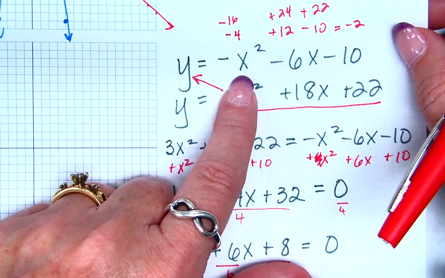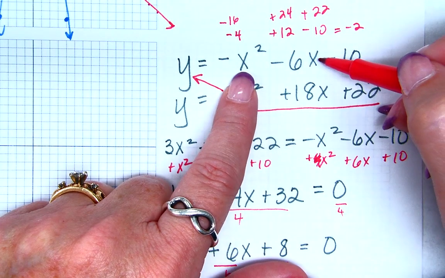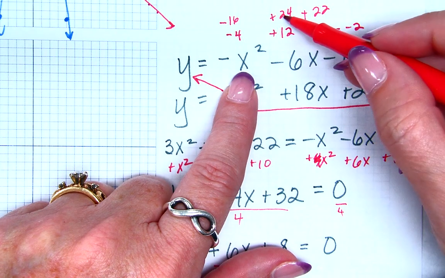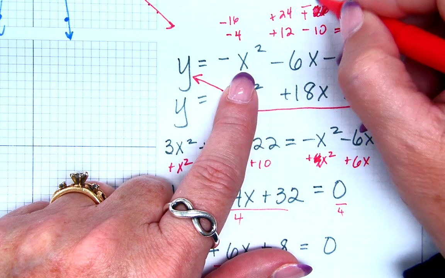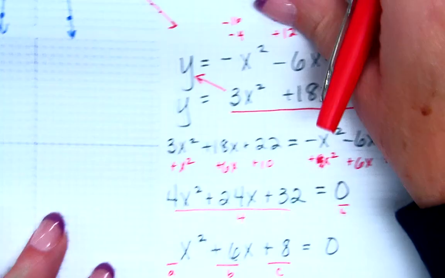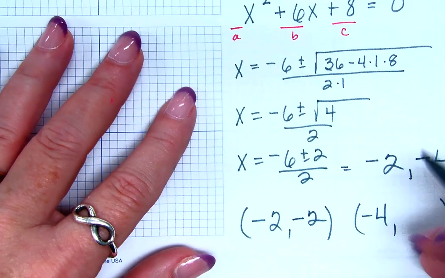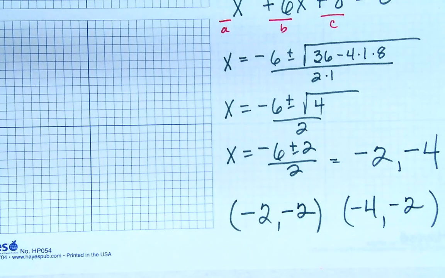If I plug negative 4 in right here, negative 4 squared is 16, then I have negative 16. Negative 4 times negative 6 is plus 24. Oh, I was looking at the bottom. And then minus 10. So I have, again, 8 minus 10. So negative 2 again. Will it always be that way? Will they always both be negative 2? No, it just happened to be on this example, right?